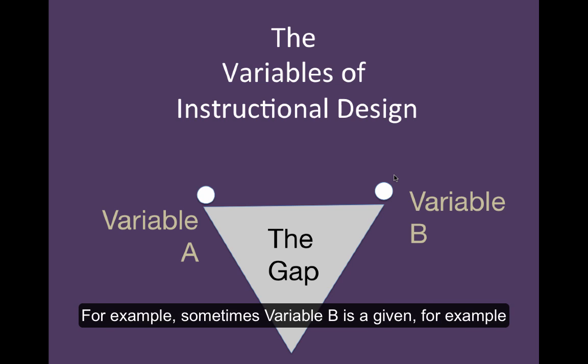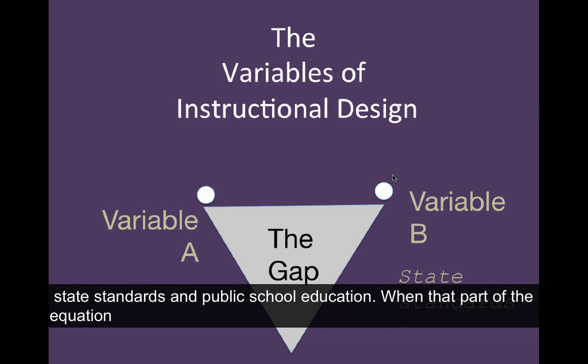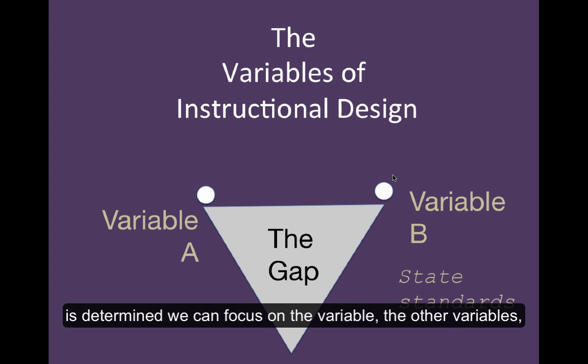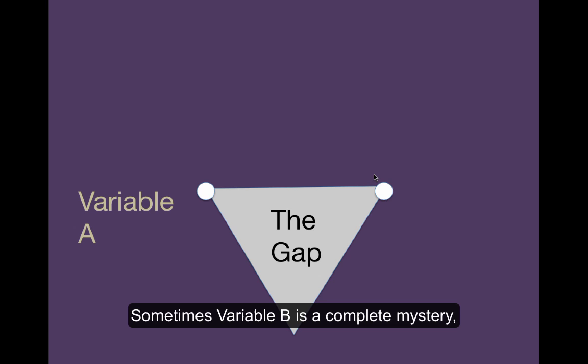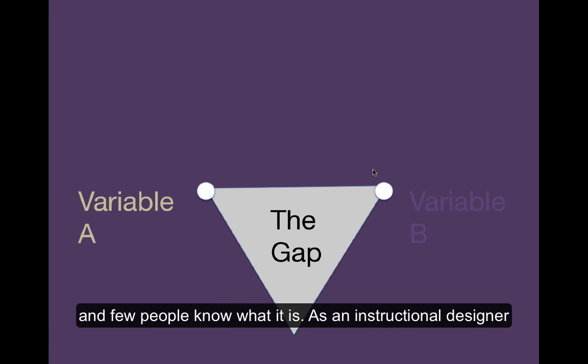Because they are variable and because they interact, there are many ways for a designer to design or a designer to analyze. For example, sometimes variable B is a given. For example, state standards, public school education. When that part of the equation is determined, we can focus on how the other variables are going to impact our analysis. Sometimes variable B is a complete mystery, and few people know what it is.